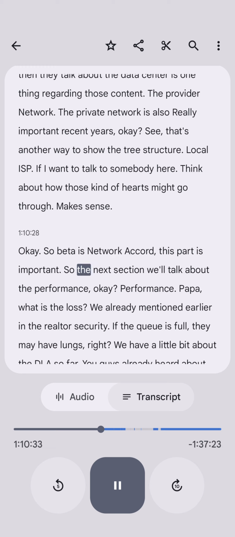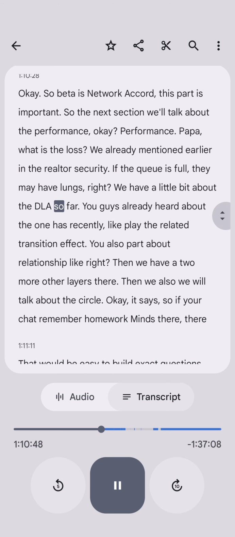This part is important. So next section we'll talk about performance, and what loss is. We already mentioned that in the routers, the queue, if it is full, you may have loss, right? We talk a little bit about delay. So far, you have already heard about transmission delay, and also the queuing delay, right? Then we have two more delays there. Then we will talk about throughput.